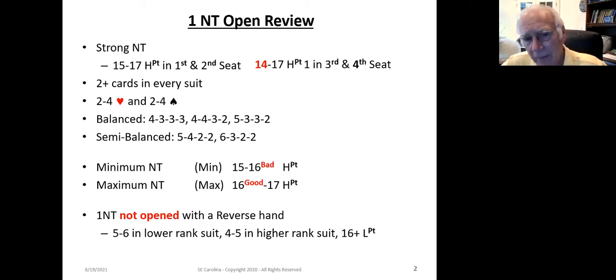Now, one of the things that makes it a lot easier to handle the response system to one no trump is if we use reverses when we have 5 to 6 cards in a lower ranking suit, 4 to 5 cards in a higher ranking suit, and 16 plus length points, which is 15 plus high card points. You can see how that overlaps the 15 to 17 high card points. So by using the reverse, we eliminate having to address all of these hand shapes where we have 5 to 6 cards in a lower ranking suit and 4 to 5 cards in a higher ranking suit from consideration in the One No Trump response system, because we're assuming you're going to use a reverse.